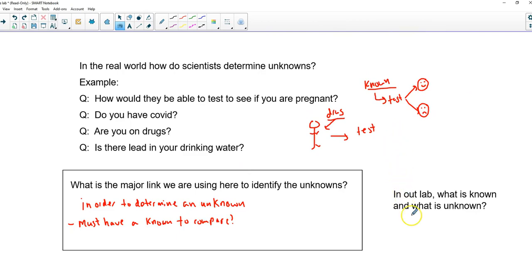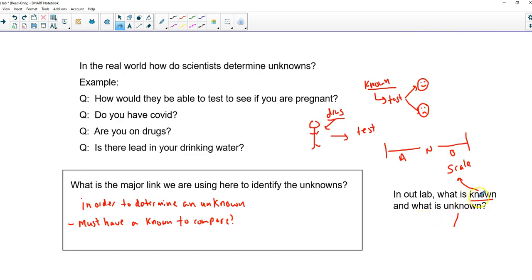So our lab is split up into pieces. First of all, we need to have a known, and we're going to create a known scale of what it looks like to be an acid. What does an acid look like? What does a neutral look like? What does a base look like? And we're going to create a known scale. And then we're going to test the unknowns.